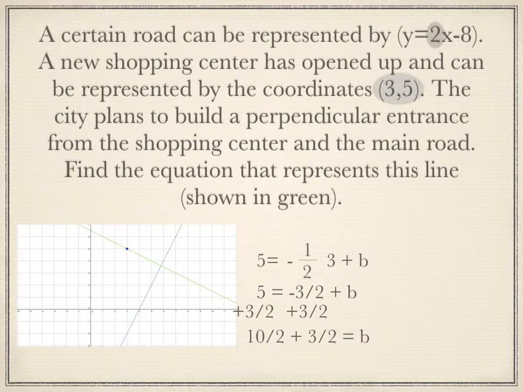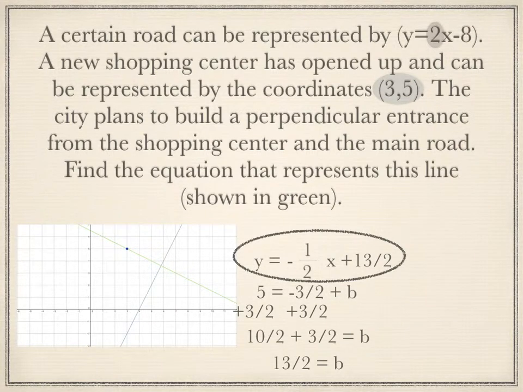But we've got 10 halves plus 3 halves. And then remember, when we're adding fractions, we add the numerators. So 10 plus 3 is 13. So we get 13 halves is equal to b. Then we're going to go up to our top equation and substitute in what we know b is now. So we're going to make that into 13 halves. Then, to finish out our equation, we need to change back the 5 and the 3 into our y and our x. And that's our equation. We're done.